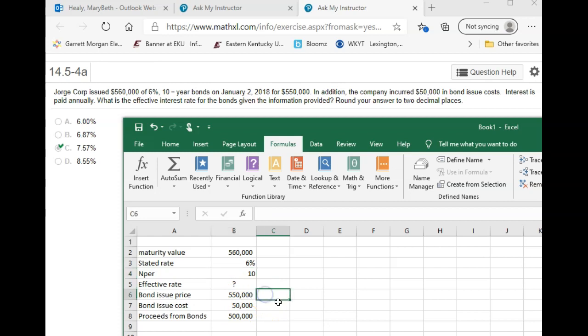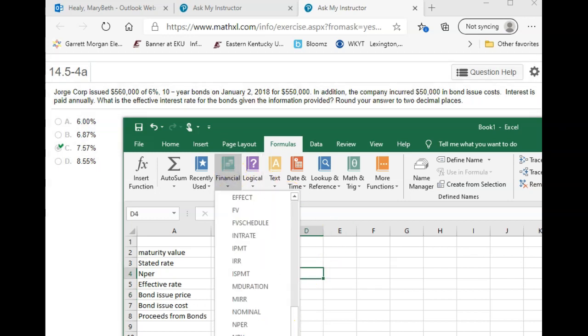We do this little calculation here. We take the bond issue price of $550,000, we subtract out the bond issue cost of $50,000, so the actual cash proceeds received from this bond issuance are $500,000. That ends up being our present value. So we're going to use the formula called RATE. You can find it under your financial functions, scroll down and find RATE.